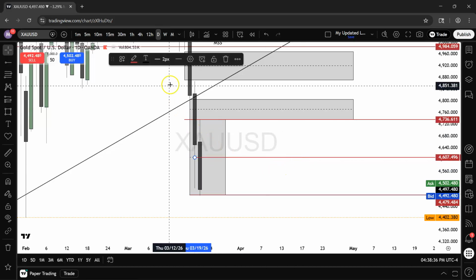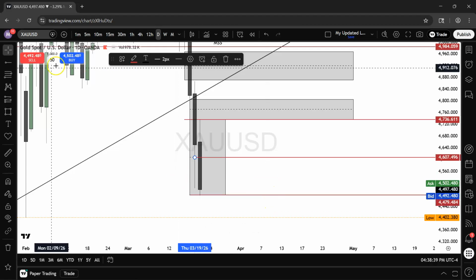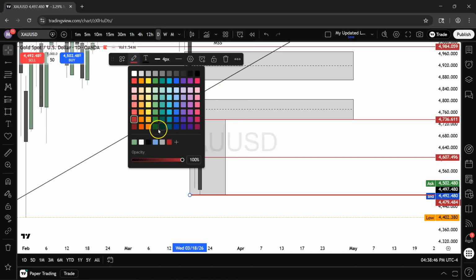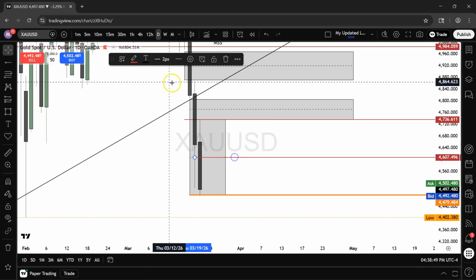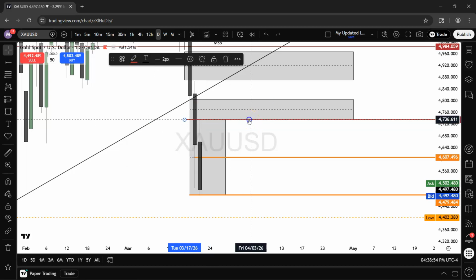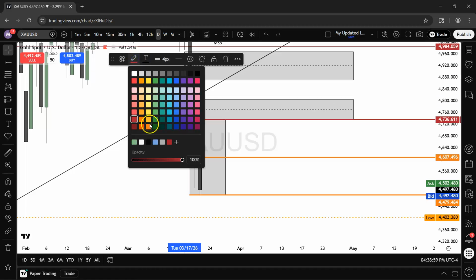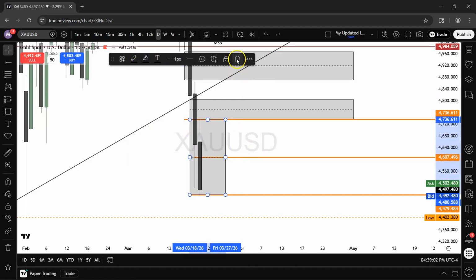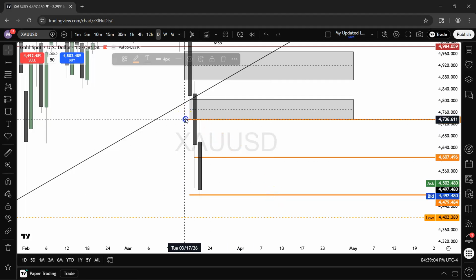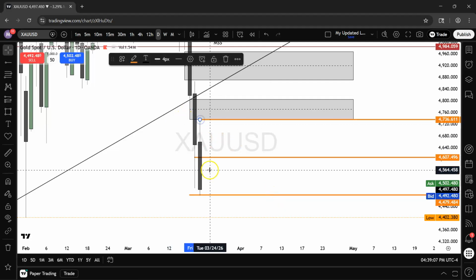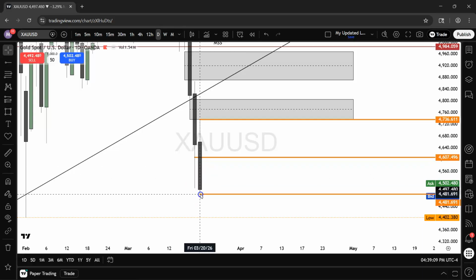Okay, we're going to change the color to orange, of course. So make it thicker, make it 4, and make it orange. Okay. And then I'm taking away the box, right? So this is Friday's candle, the high and the low.